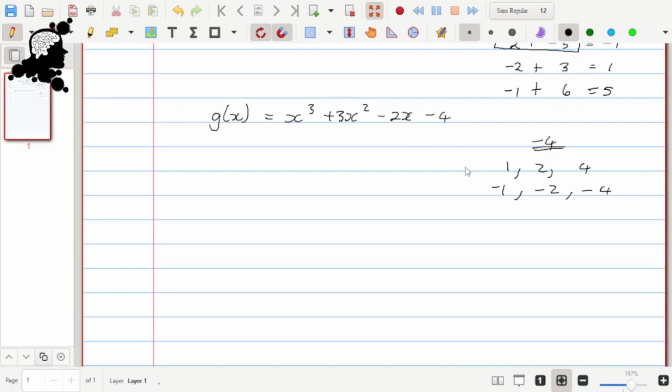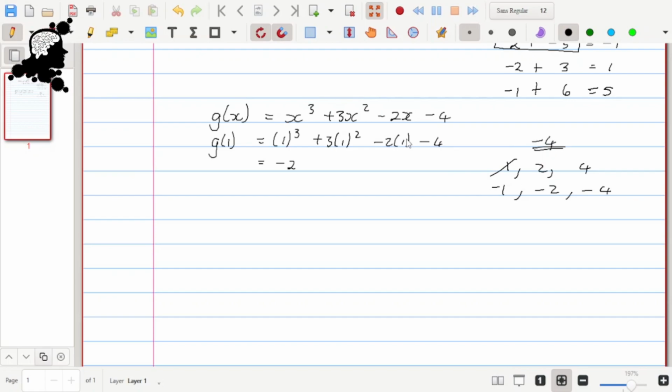So let's start with x is equal to 1. So if I take x equal to 1, g of 1 is just going to be 1 cubed plus 3 into 1 squared minus 2 into 1 minus 4. And if you type this into your calculator, you will actually get an answer of negative 2. Now, we don't want this negative 2. We want something that's going to give us an answer of 0. So x equals 1 is out.